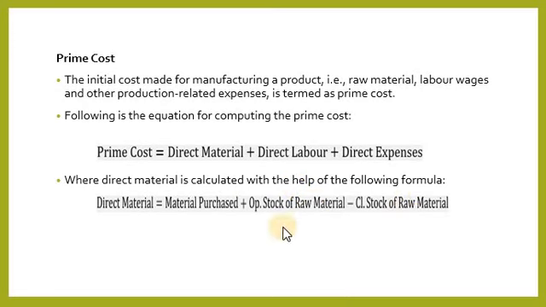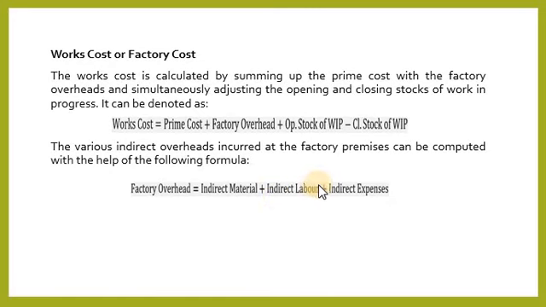Okay, you have all this information in your problems, don't worry. Are you clear now how we are calculating the prime cost? The prime cost is the initial cost of manufacturing your product. Here the prime cost formula equals direct material plus direct labor plus direct expenses. Then direct material equals material purchased plus opening stock of raw material minus closing stock of raw material. Okay, let's go for the next component, work cost or factory cost.